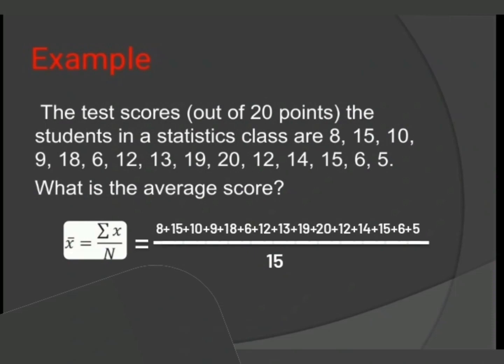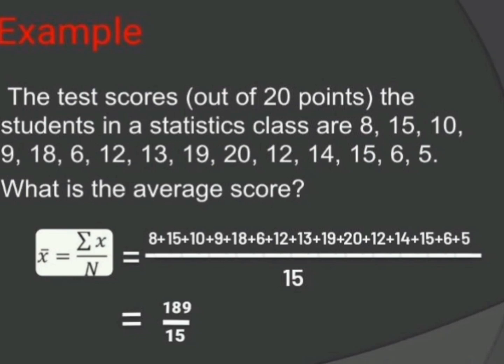So first, using the formula, we're going to get the sum of their scores. 8 plus 15 plus 10 plus 9 plus 18 plus 6 plus 12 plus 13 plus 19 plus 20 plus 12 plus 14 plus 15 plus 6 plus 5 over 15. So why 15? Because that is from 15 students.